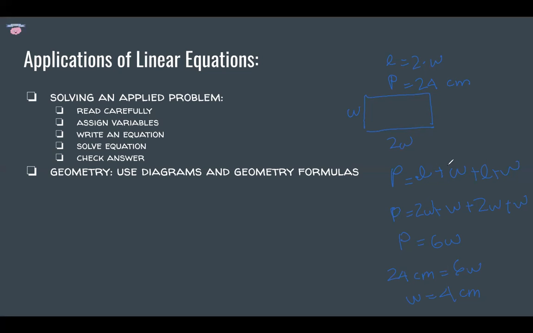Let's say the question asks, what is the area of the rectangle? So now we know the width is 4 centimeters. That's not our final answer though, because it's not asking for the width, it's asking for the area. So with the width, you can find that the length is equal to 8 centimeters. It's twice the width, which means the area, as we learned in geometry, is length times width, which is 8 times 4, 32 square centimeters, or centimeters squared. And that would be our final answer.